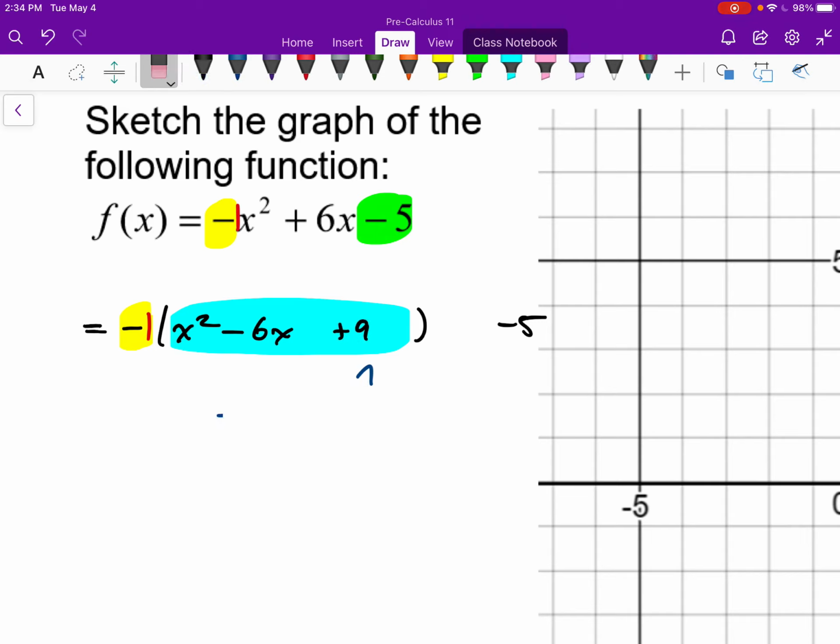Okay, now I need to balance out the change I just made. I wrote down plus 9, but it's being multiplied by negative 1, which is negative 9. So I actually subtracted 9 in total from this function. So to balance it out, I have to add 9. And now again, things will come together quite nicely. I don't really need to write that 1. I do need the negative. What you see in blue is equivalent to x minus 3 all squared. And my constant at the end is positive 9, take away 5, so positive 4. There we go. Now it's in vertex form.